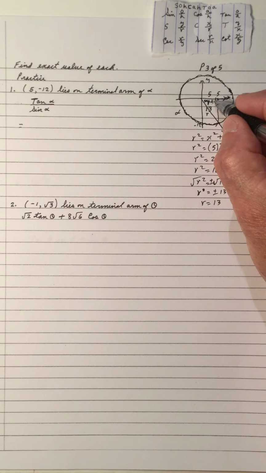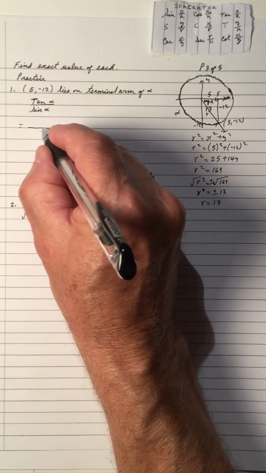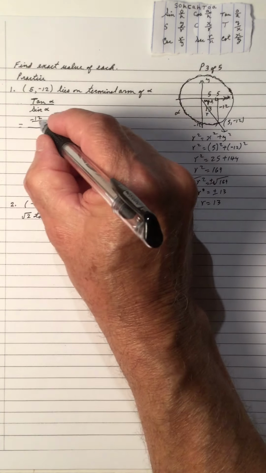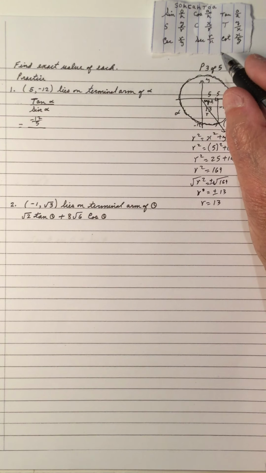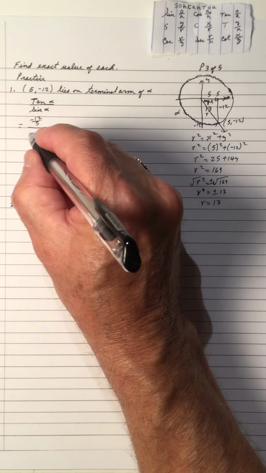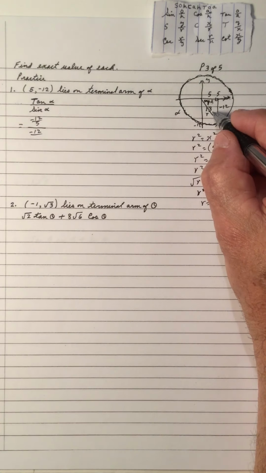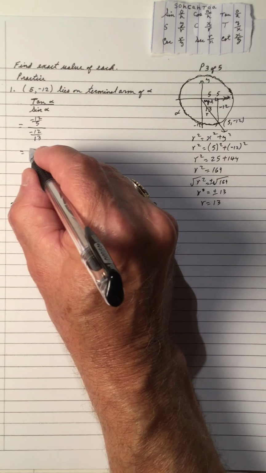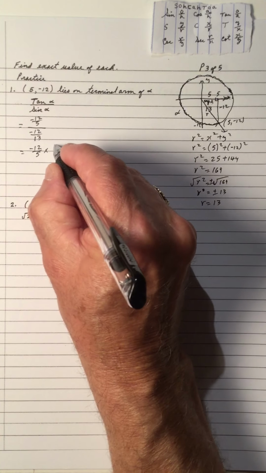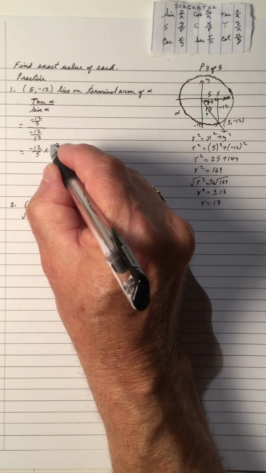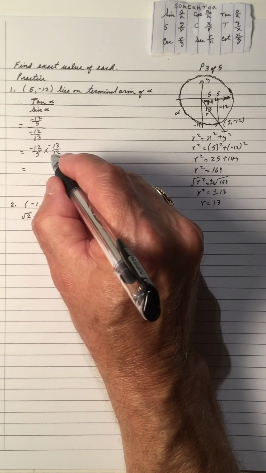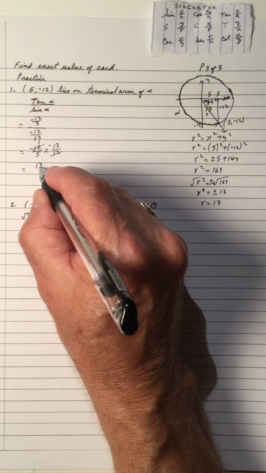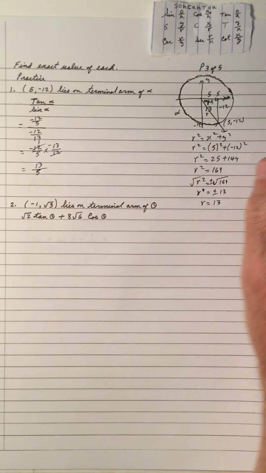So tan is the y over the x. So that makes the y the negative 12 and the x is 5. And the sine is the y over the r. So that's a negative 12 over r, which is 13. And we work that out. So we're dividing fractions. So it's a negative 12 over 5 times 13 over 12. Negative goes on the top. The 12s cancel out. Negative times a negative is positive. So 1 times 13 is 13, and 5 times 1 is 5. So 13 over 5 is the answer.